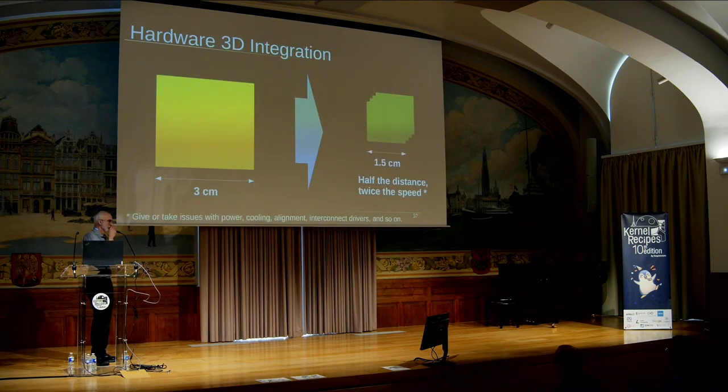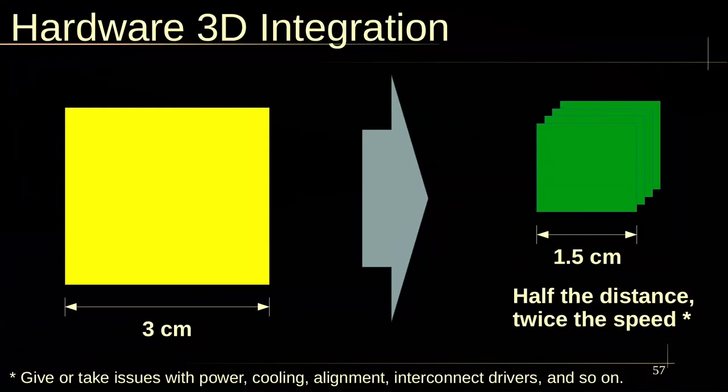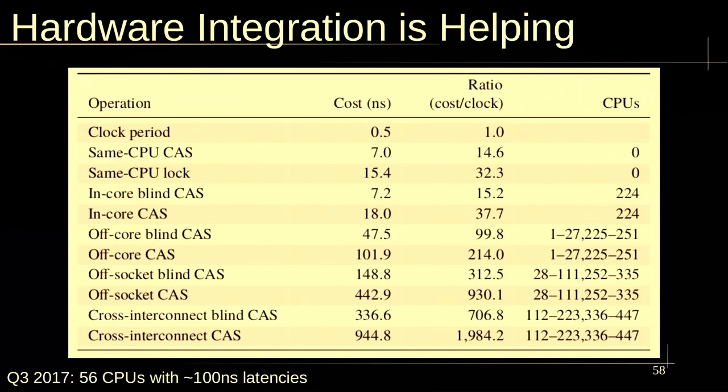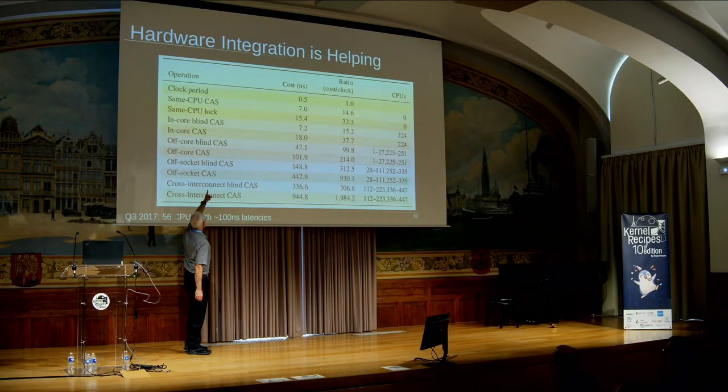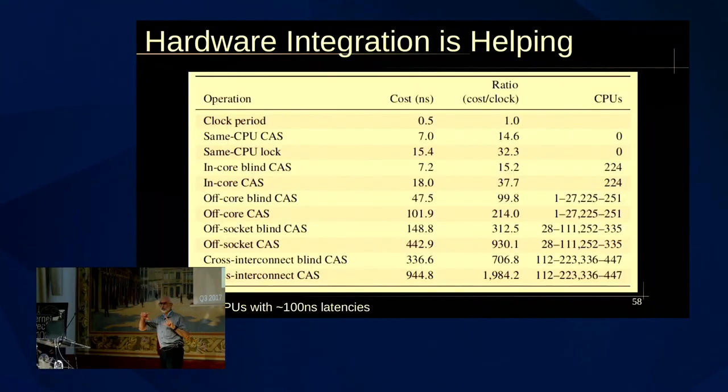So the thing is that hardware guys are helping us with this, and they have been for some years. And it's kind of like, well, yeah, I'm not noticing it. Well, let's take a look at the off-core casts. That's within a socket, but off core, all right? And that's about 100 nanoseconds. And the sockets are 28 cores, or 56 CPUs, all right? So within that 100 nanosecond radius, if you will, we can reach 55 other CPUs.